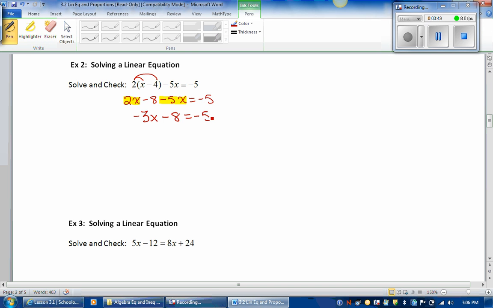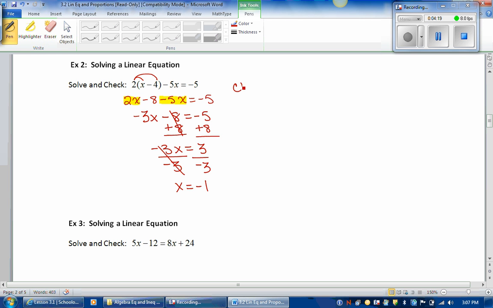Next we need to isolate the term that has the variable. Isolate means to get alone. That means I have to move this negative 8, so we're going to move that to the other side. So negative 5 plus 8 is positive 3. Then we're going to divide by negative 3 to get that x alone. And this gives me negative 1.